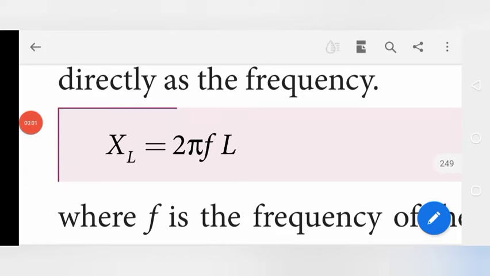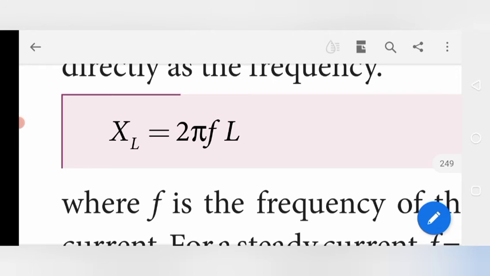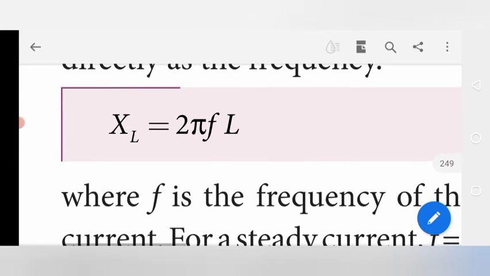One more point about the inductive reactance: XL also varies in terms of the frequency. That is omega L, you know that. Omega value: F is equal to omega by 2 pi, so we substitute omega is equal to 2 pi F. So in terms of frequency we write XL is equal to 2 pi F L, where F is the frequency of the current.